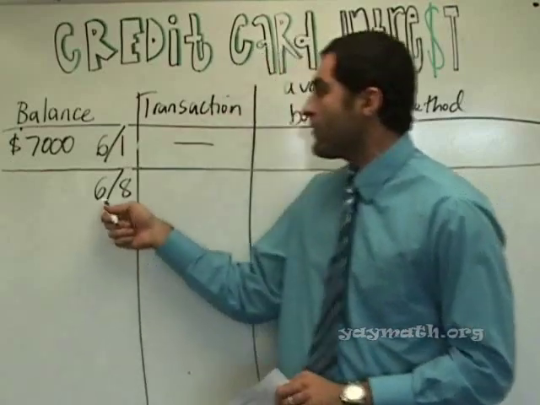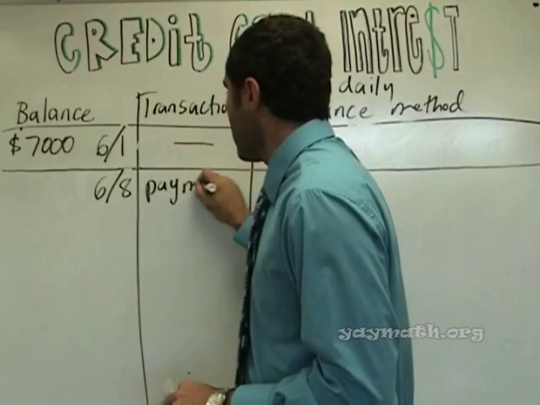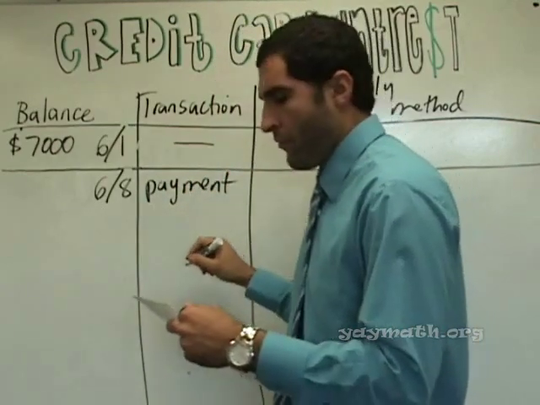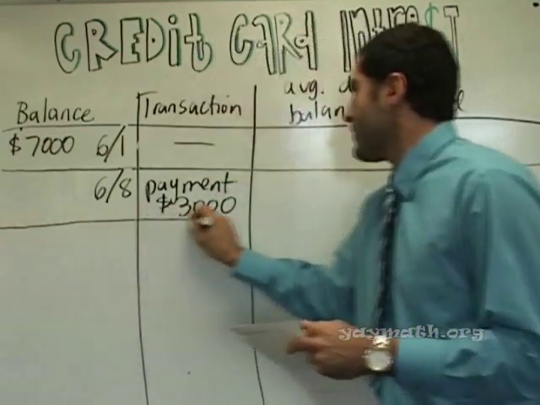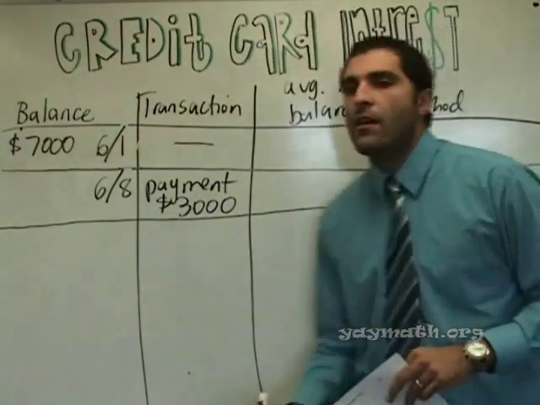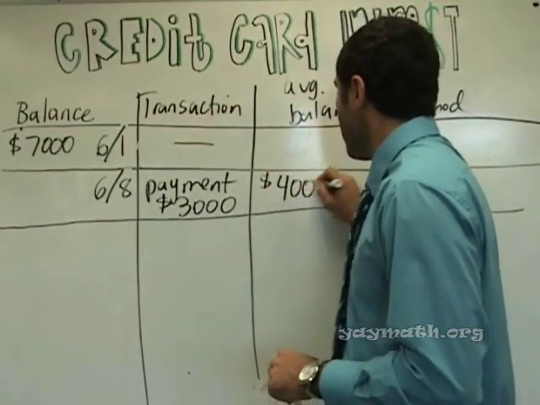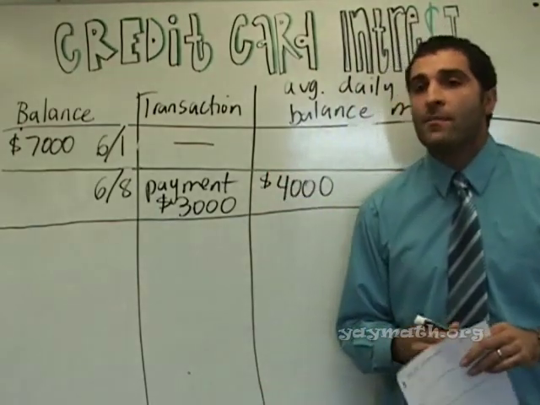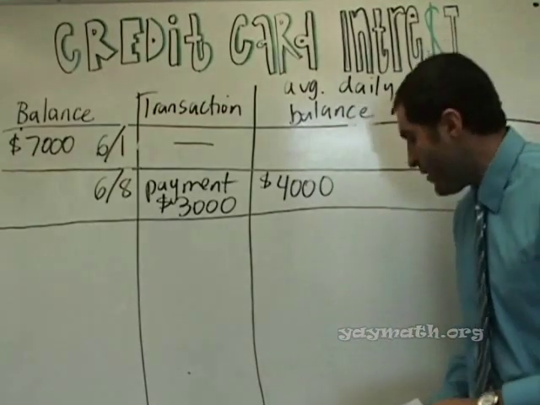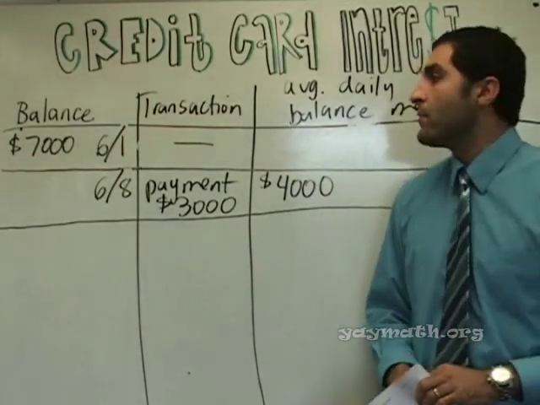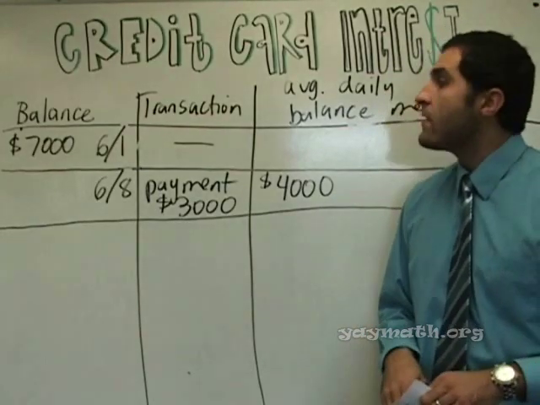So let's say on the 8th, we made a payment of $3,000. Now, how much do we owe? $4,000. Okay, and now here's the main question. This is the beginning of the average daily balance calculation. For how many days did we owe $7,000? 7. For a week. 7, you're right.